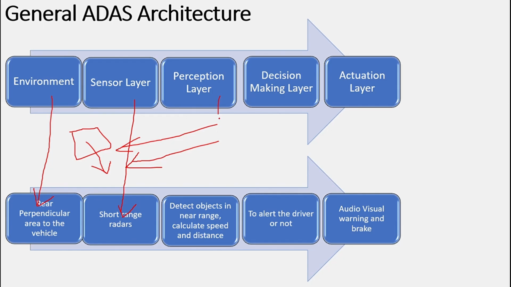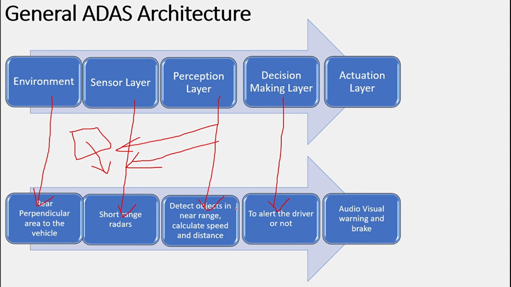Next comes the perception layer. What happens in the perception layer? It detects the objects in near range and calculates speed and distance. So depending upon the distance and speed of the perpendicularly moving vehicle, it perceives the actual position of the vehicle, and it is only after perception that it makes a decision whether to alert the driver or not.